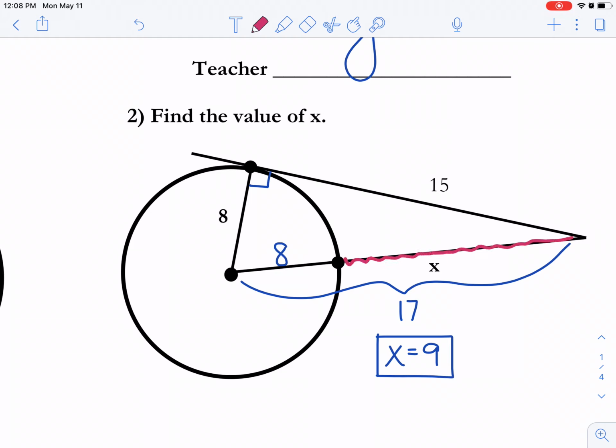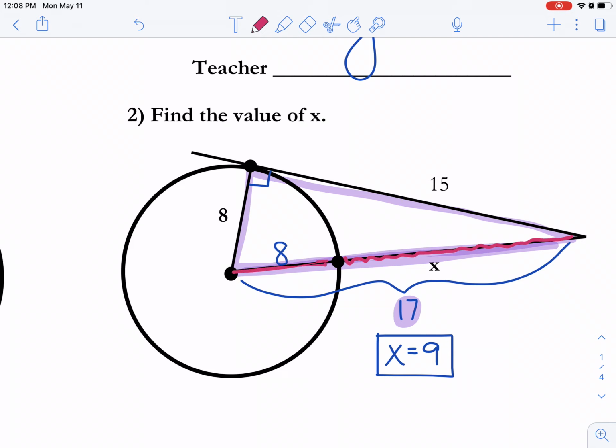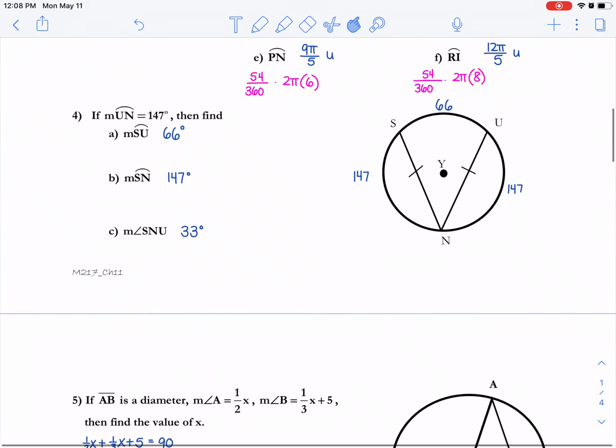Okay, remember that a radius drawn to a tangent segment is going to be perpendicular, and so then we know that this triangle is a right triangle, and it happens to be an 8, 15, 17 right triangle. This whole segment is 17. So if this part is 8, then this part has to be 9, because 8 plus 9 is 17. Okay, we did number 3 in the last video.